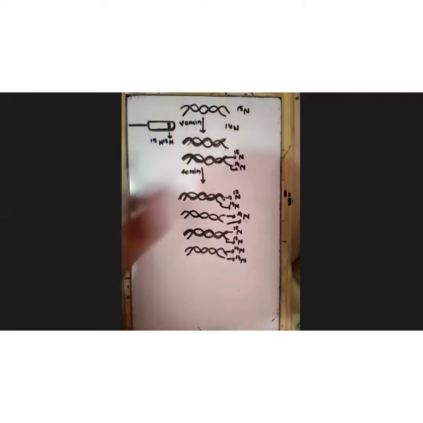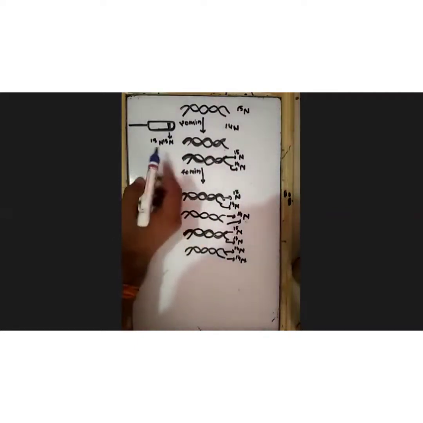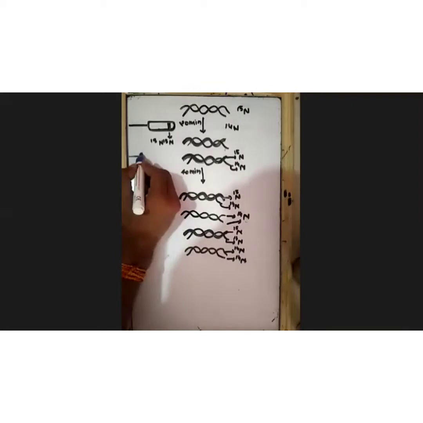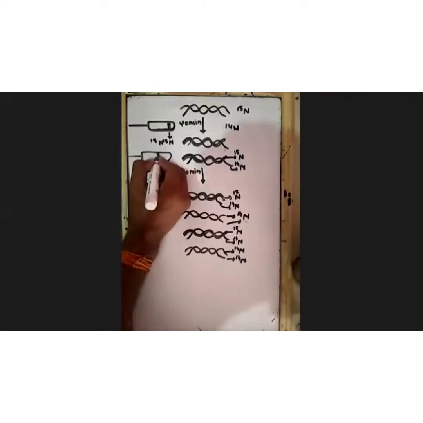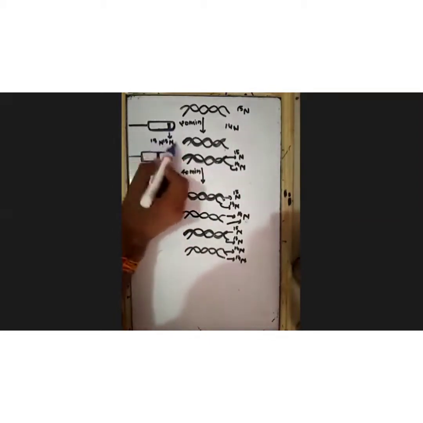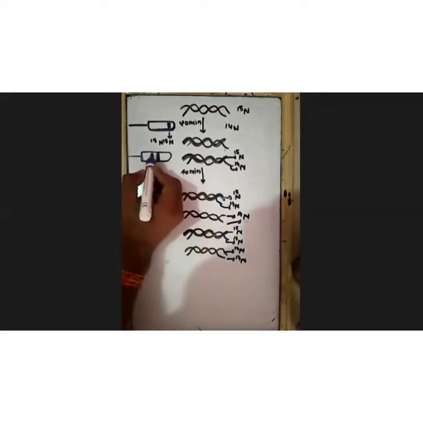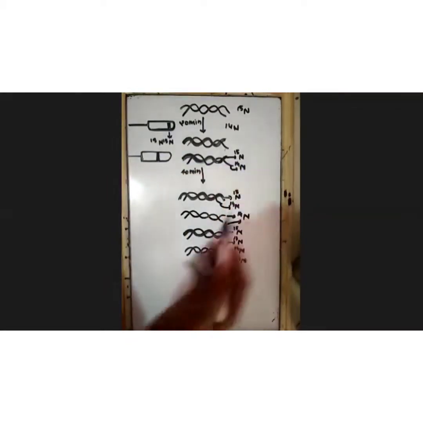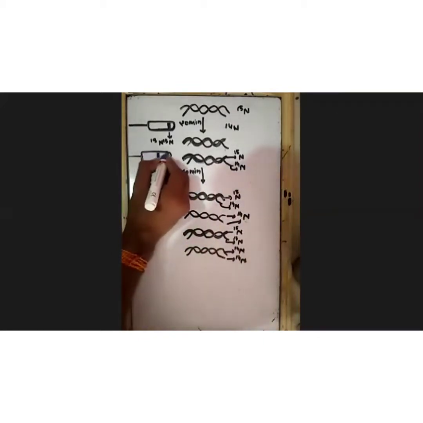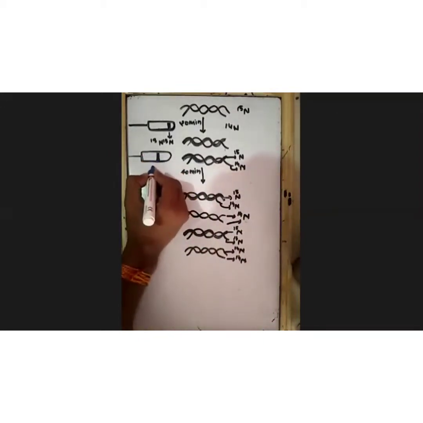Now for the second step, he also did the centrifugation, and he got a band in the midway of the centrifugation tube. The first one was at the end of the tube, because N15 is the heavy isotope. Now this one contains N15 and N14, so they got a band in the midway of the centrifugation tube. So this will contain the N14 and N15.